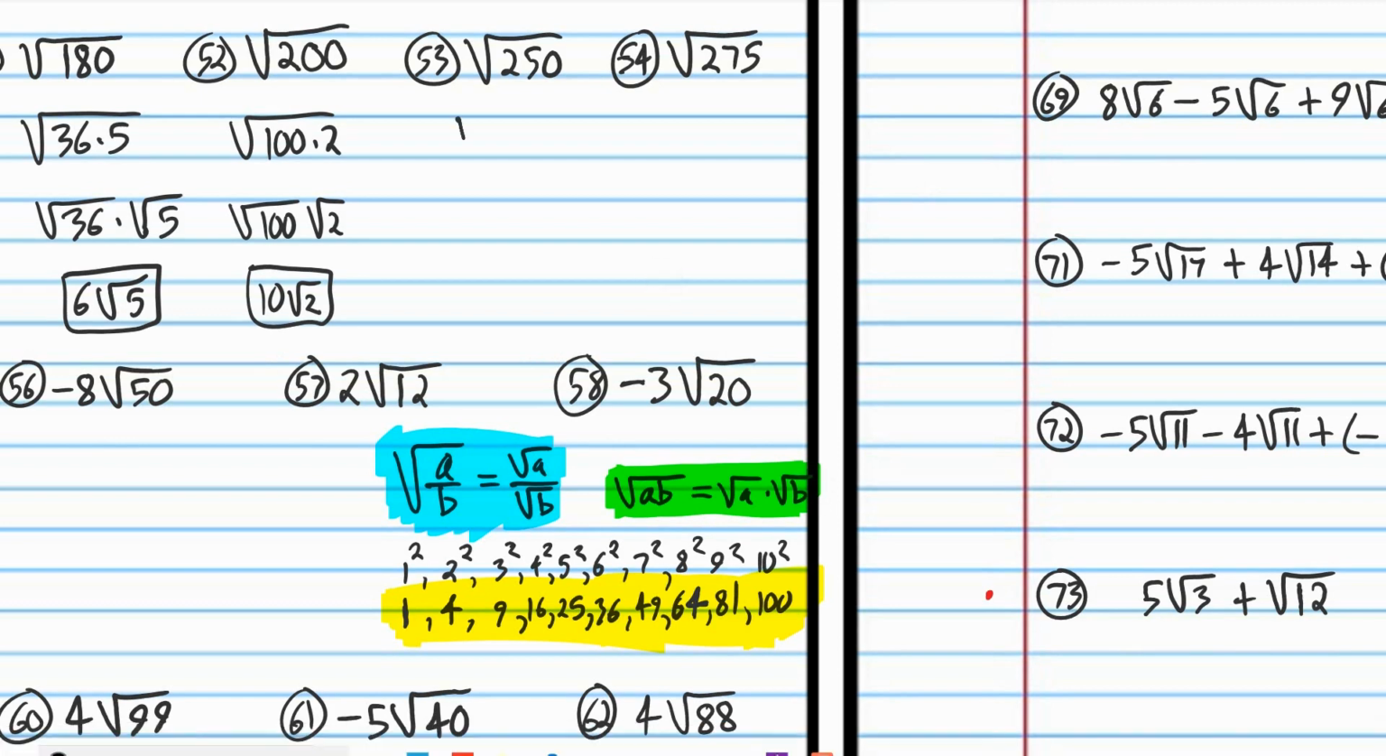All right, for this one, I'm going to go right to the answer. It's 25 times 10. Use the green principle there, and we get 5. Whoops, I forgot to write the root on the 10. 5 root 10.